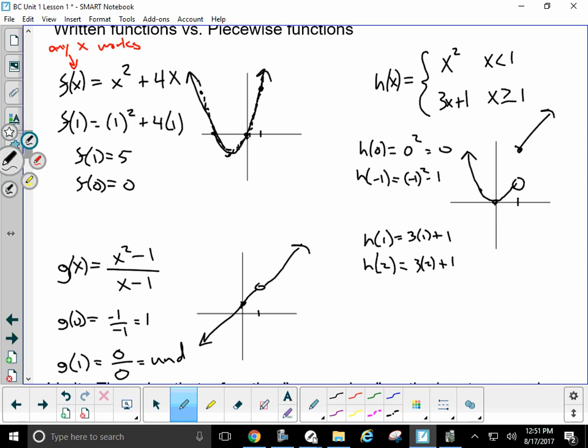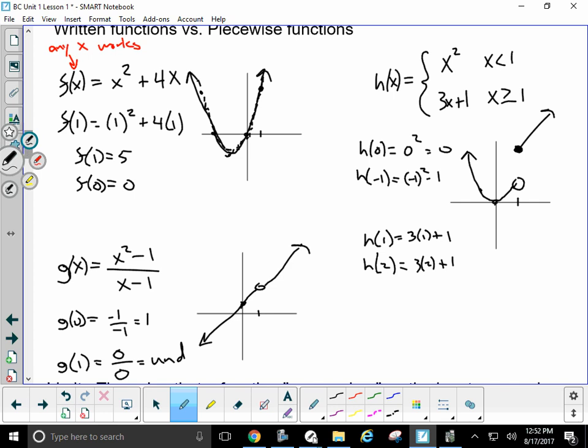Okay, notice I have a closed circle using the 3x plus 1 because all the function values will get closer to this value, and then we include the 3x plus 1 at 1. But for x squared, we are leaving the x squared right at 1. So we're approaching a value, but we stop there. Okay, so that's piecewise functions.